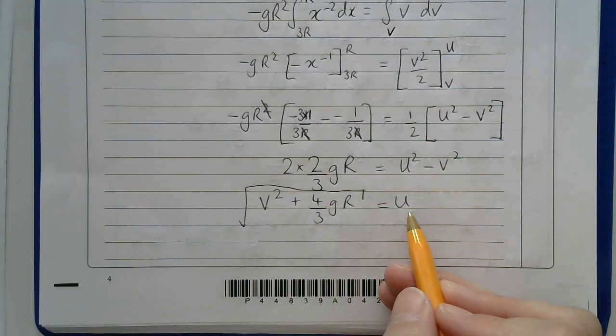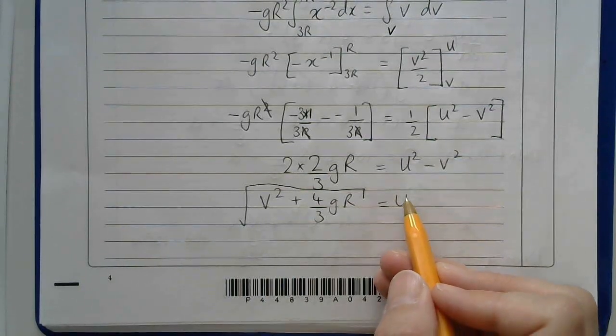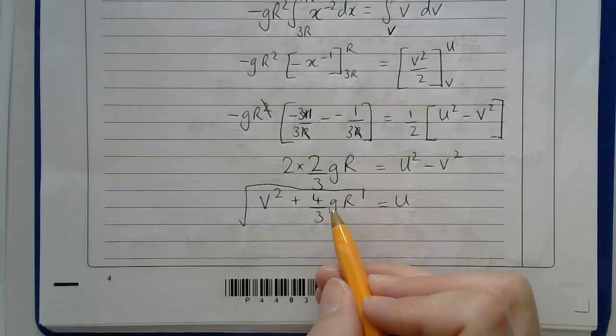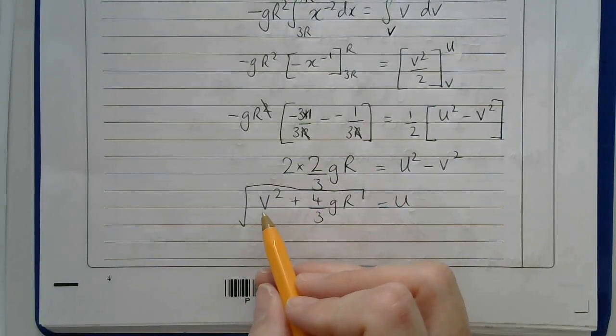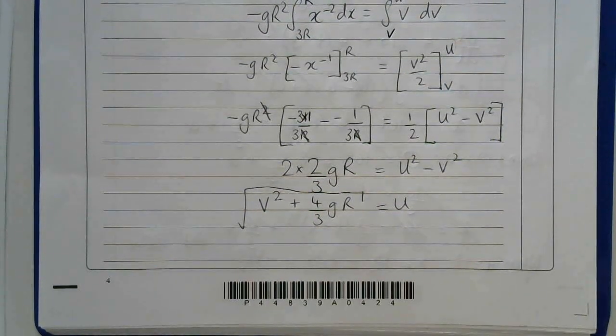Okay, so now I found the speed of S as it hits the surface of the Earth in terms of g, r and v. So that part of the question is worth 7 marks.